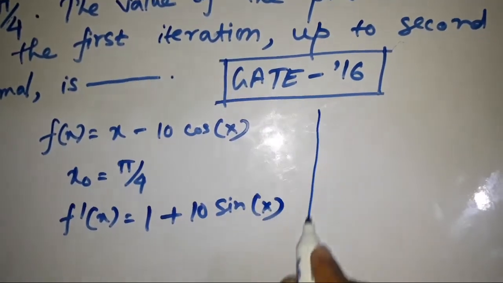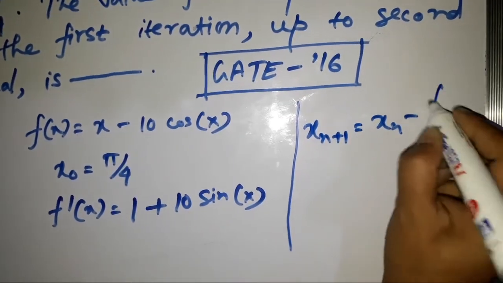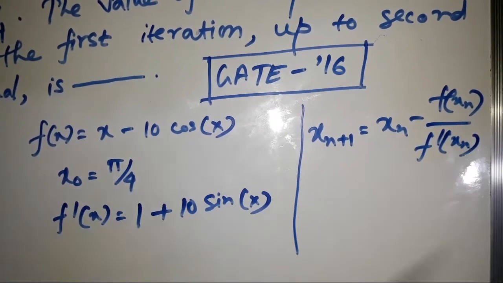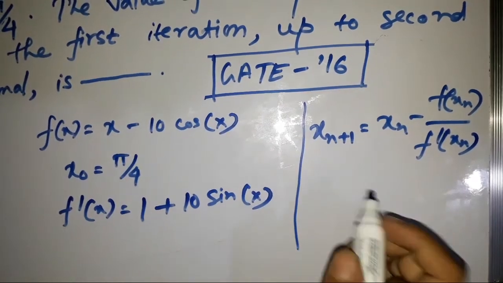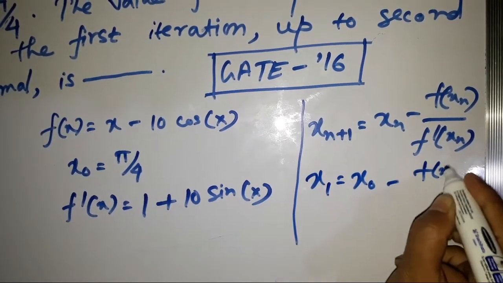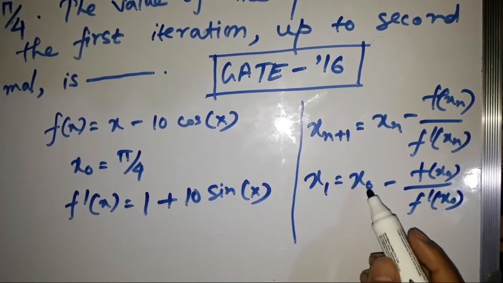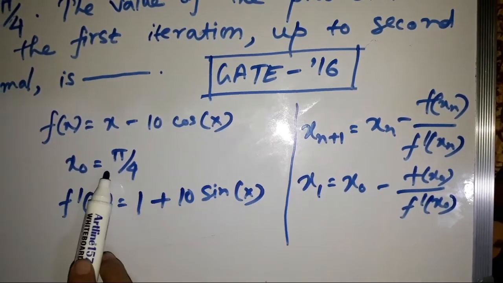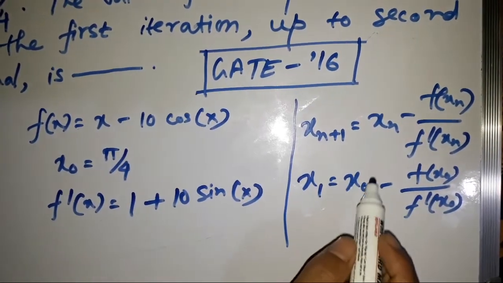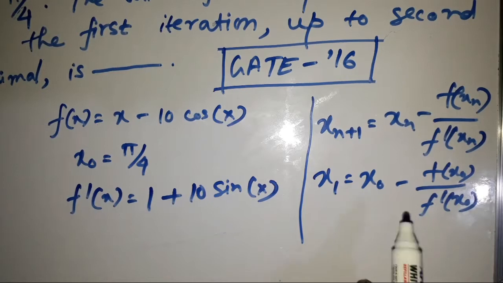Now what is our Newton-Raphson formula? The Newton-Raphson formula is xn plus 1 equal to xn minus f of xn by f dash xn. So if n equal to 0, then x1 equal to x0 minus f of x0 by f dash x0. Why do we put n equal to 0? Because we have to establish the value of x0. And obviously x0 is mentioned in the problem as the initial value, so we have to use it.